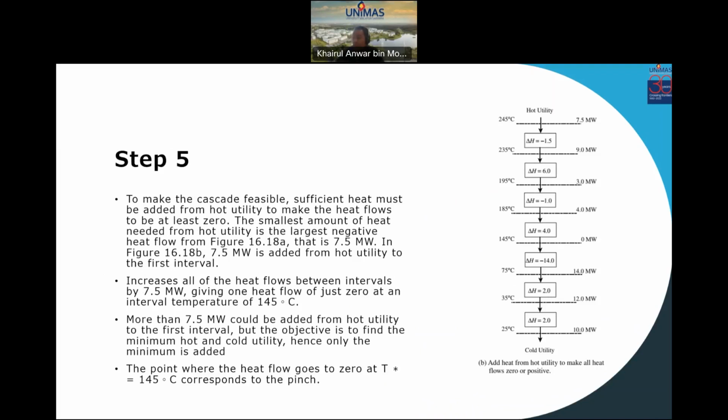That's from figure 16.18b. QH min is equal to 7.5 megawatt, and QC min is 10 megawatt. This corresponds with the value. If you prepare a composite curve, you will get similar QH min and QC min. Thus, the actual hot and cold pinch temperatures are 150 and 140 respectively. So hot is 150, plus 5, cold is minus 5, 140, because this temperature is an interval temperature, a shifted temperature.